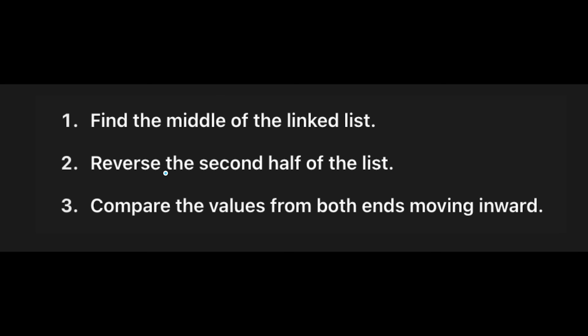So we want to use 2 pointers for the linked list. So that's why we need to reverse the second half of the linked list. And then step 3, compare values from both ends moving inwards. So we check one by one from the left side and the right side. And then if they are the same, we move next. And then compare again, like in solution 1. Let me explain one by one.